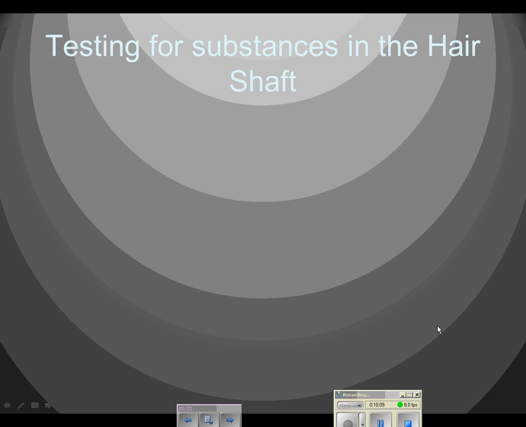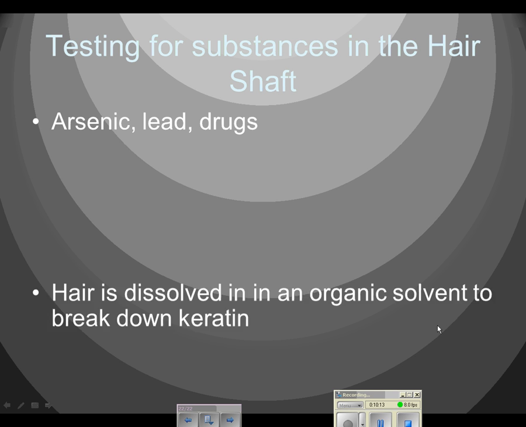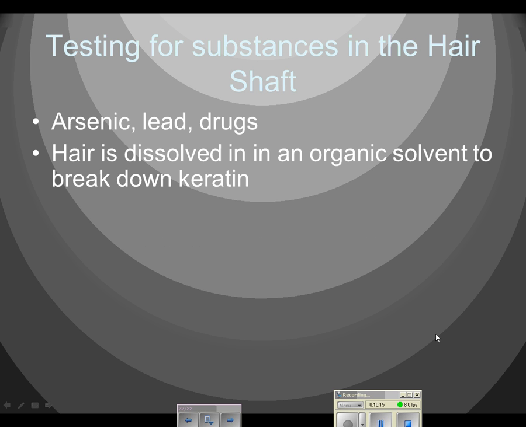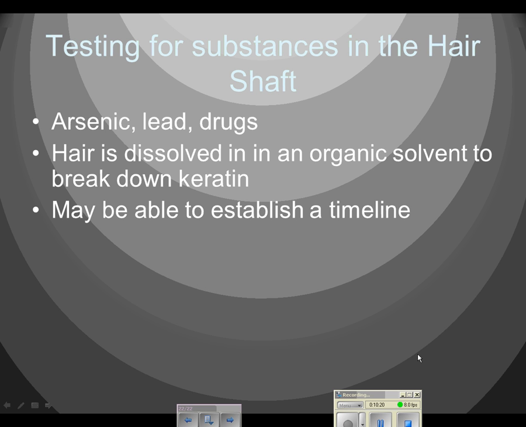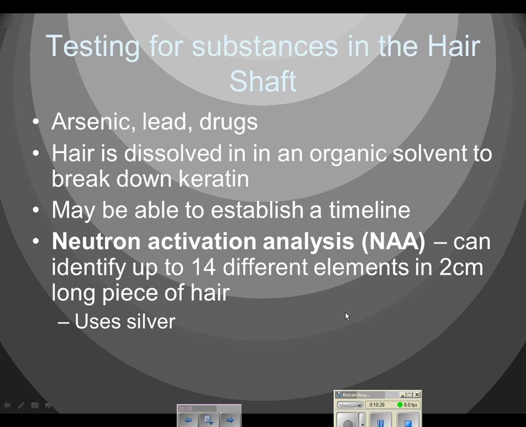And then to test for substances in the hair shaft, we can look for things like arsenic, lead, and drugs. And the hair is dissolved in an organic solvent to break down the keratin. And then, knowing the average of how long the hair is going to grow, we can establish a timeline to figure out where we find the toxin. And we can use neutron activation analysis, NAA, which can identify up to 14 different elements in just a 2 centimeter piece of hair. And that's going to use silver in order for that test to work.